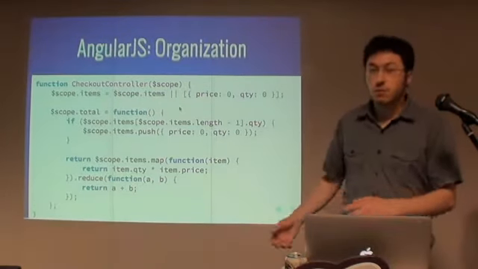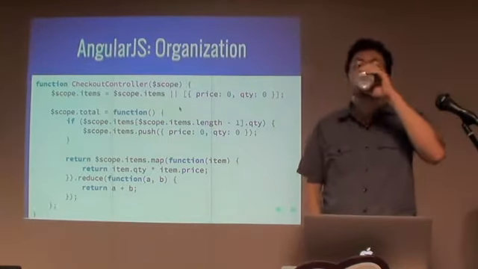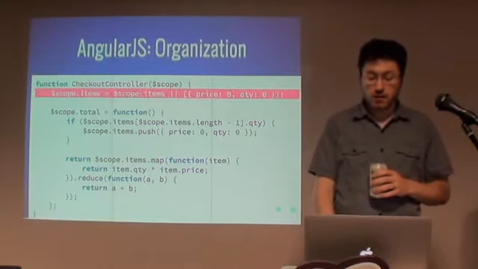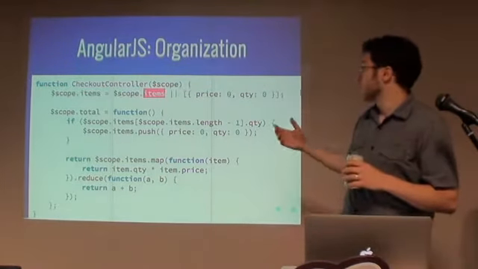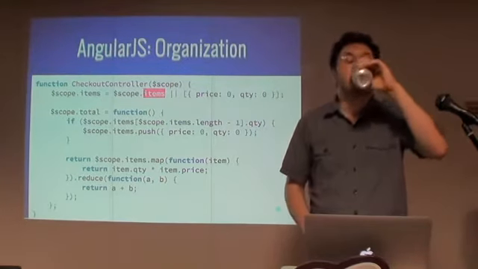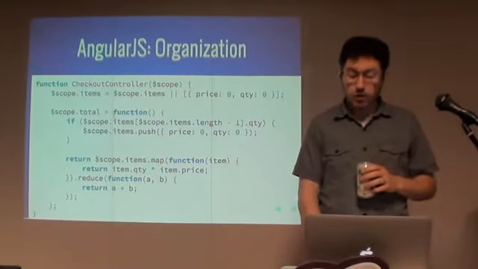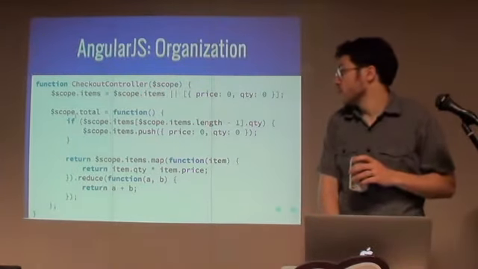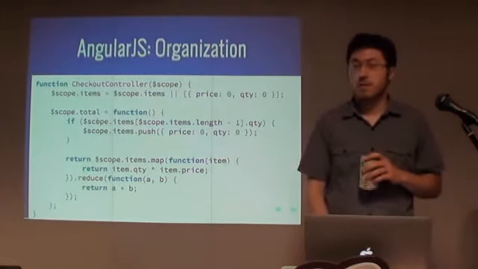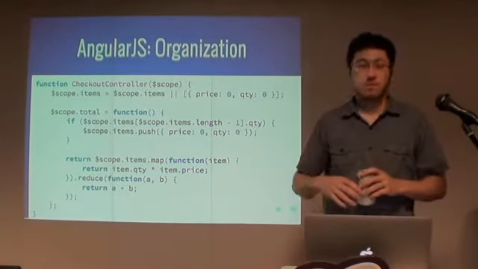So here is the implementation of the checkout controller. As you can see, it's very simple. This is the actual implementation of the checkout controller we mentioned earlier. We're initializing the value of the items property to one empty item. We are also adding the total function to the scope, which is the function and method we talked about earlier.